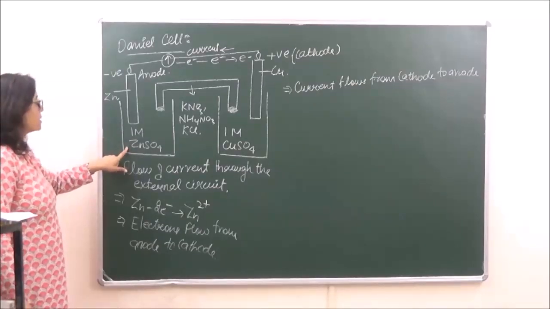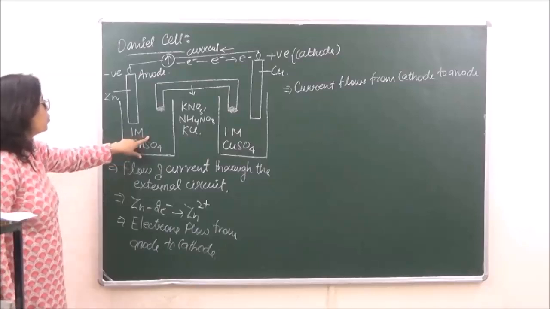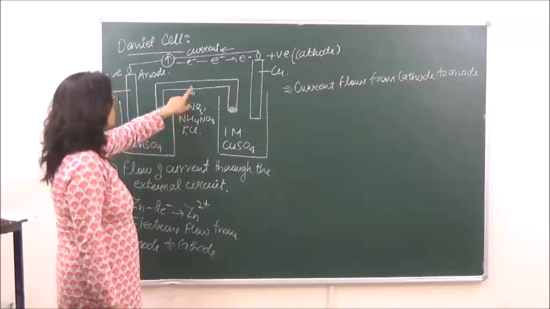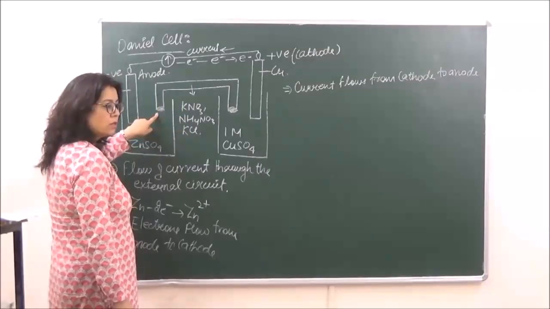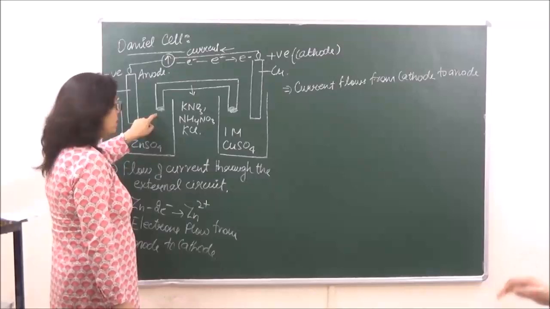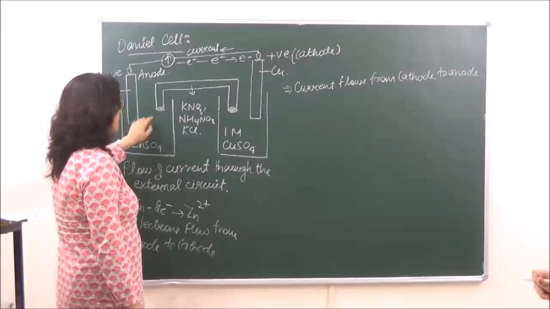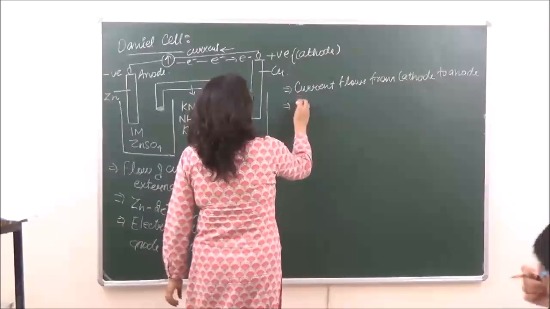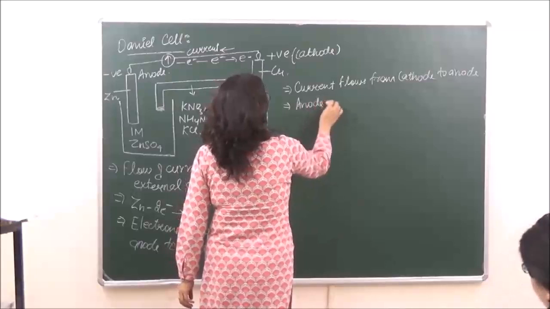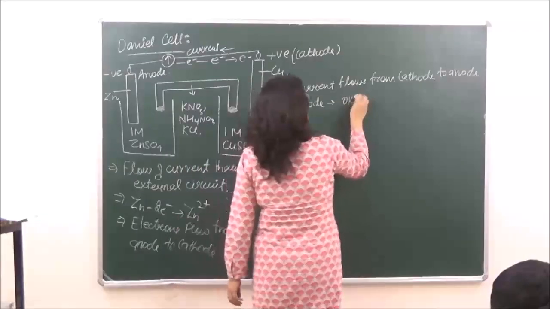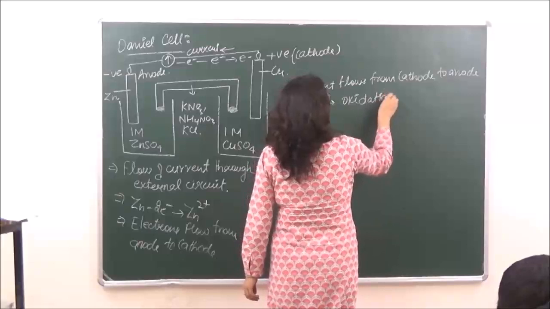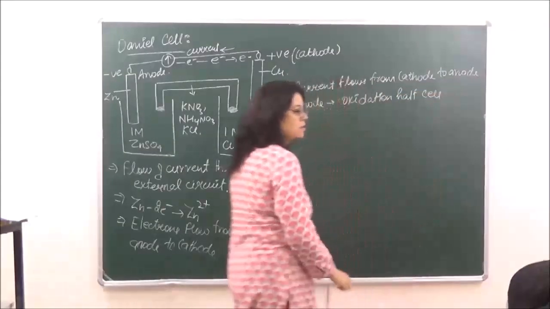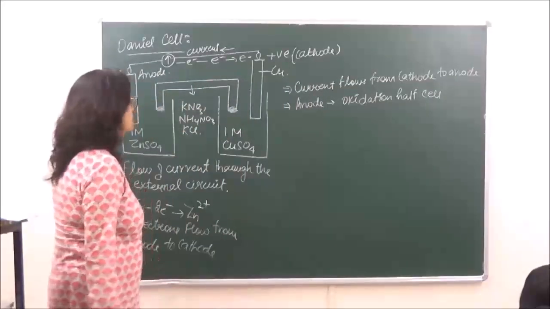So as a result the positive charge increases. Due to this increase in positive charge, to make it neutral, the negative ions from the salt bridge flow to the oxidation half cell, right? So the left hand side, or the anode, is known as the oxidation half cell.